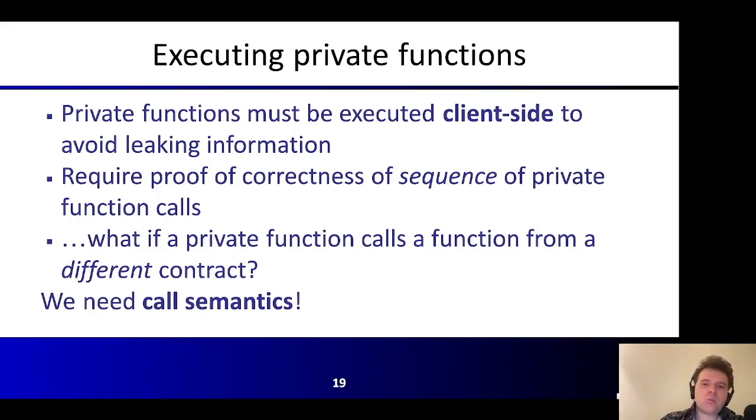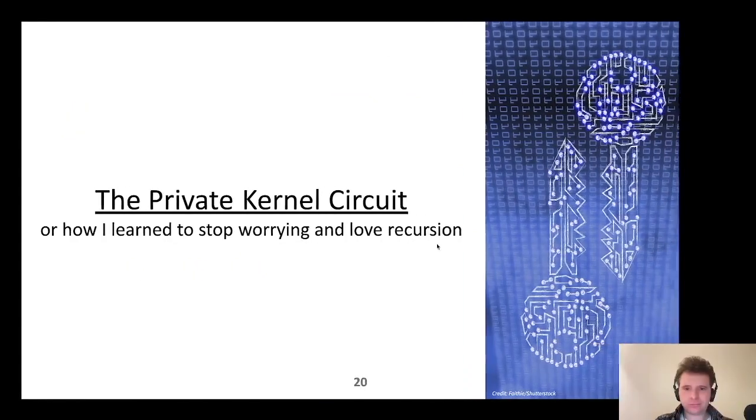And so we need to be able to represent this concept of composability inside this private state blockchain that we're building up, where you can basically execute a sequence of function calls that are going to different contracts. What I'm basically describing is we need some concept of call semantics. So how do you do that?